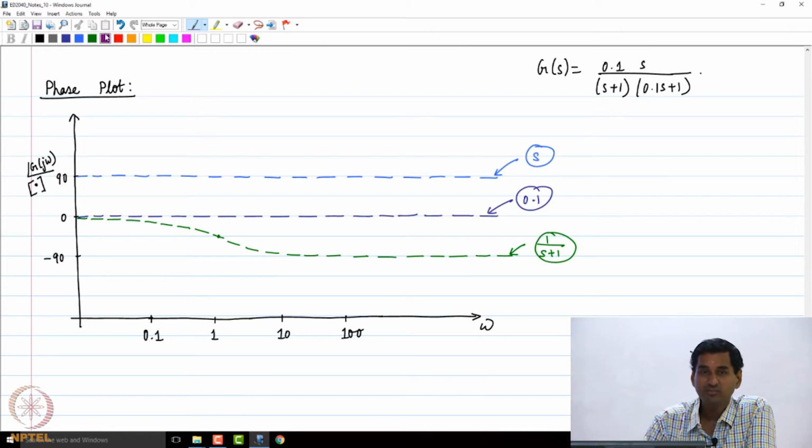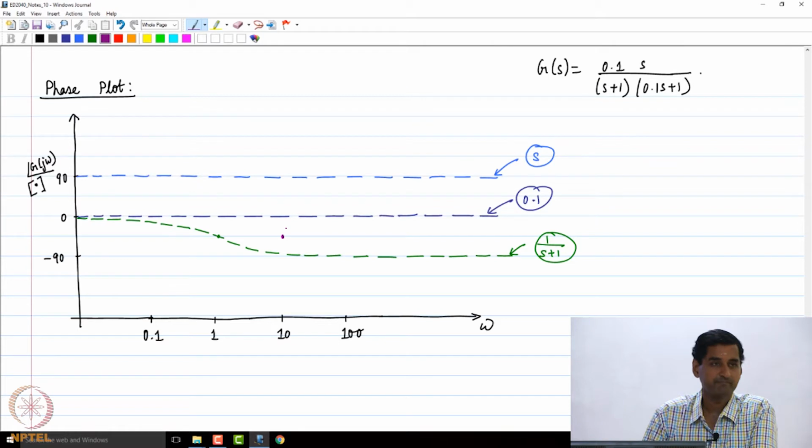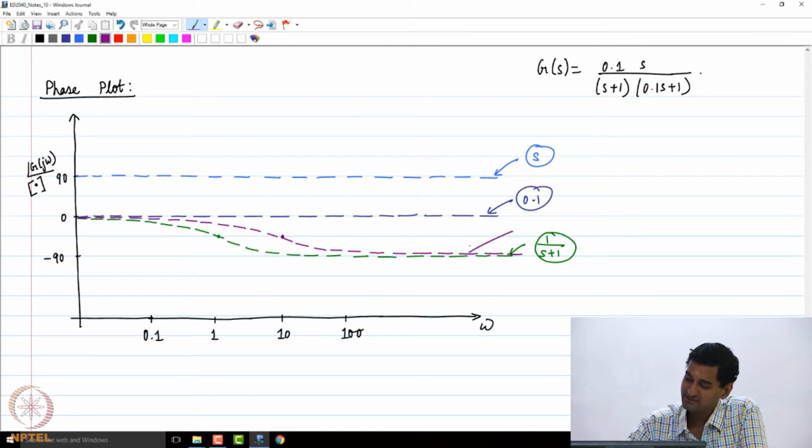Now what is going to happen with 1 by (0.1 s plus 1)? At the corner frequency of 10, we are going to have a phase of minus 45. Okay. So what is going to happen is the following. So we are going to have a phase diagram of 1 by (0.1 s plus 1) coming like this. Okay, so this is the phase diagram of 1 by (0.1 s plus 1).